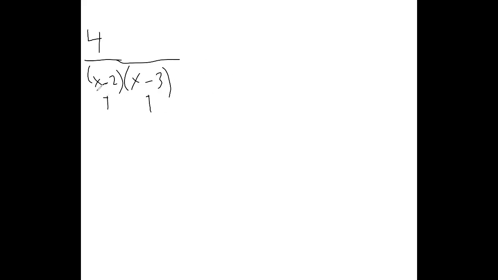Since we have 2 factors here, we want to make this 2 fractions, right? The first fraction will have a denominator of x minus 2, and the second fraction will have a denominator of x minus 3. But right now we don't know what the numerators are, so we have to let these be variables, which I'm going to call a and b, right? So now we have this.